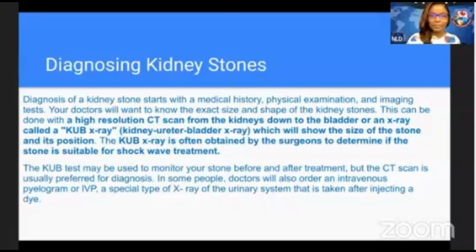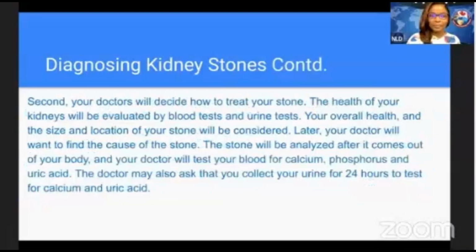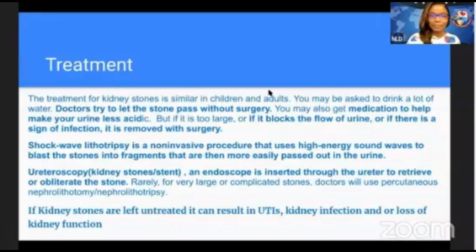So let's get into the treatment. The treatment for kidney stones is similar in children as well as in adults. And yes, as you remember, I touched on that children can also get these. You may be asked to drink a lot of water. Just try to let the stone pass without surgery. Surgery is not always the first option. They try to get it out as much as possible by you drinking a lot of fluid. You may also get medication to help make your urine less acidic. But if the stone is too large, or if it blocks the flow of urine, or if there's a sign of infection, it is removed with surgery.